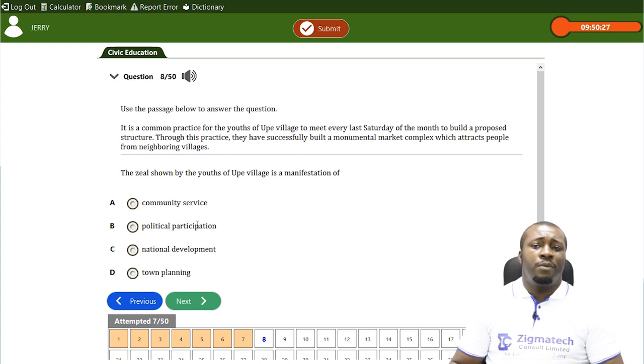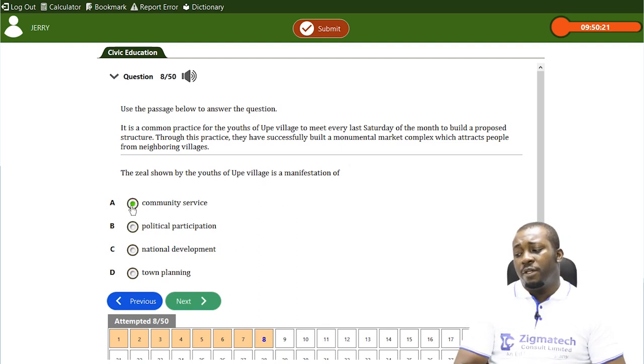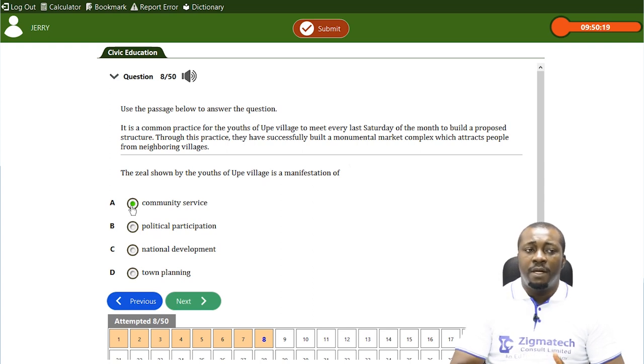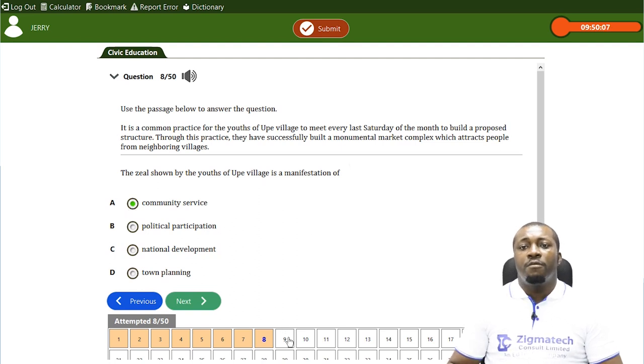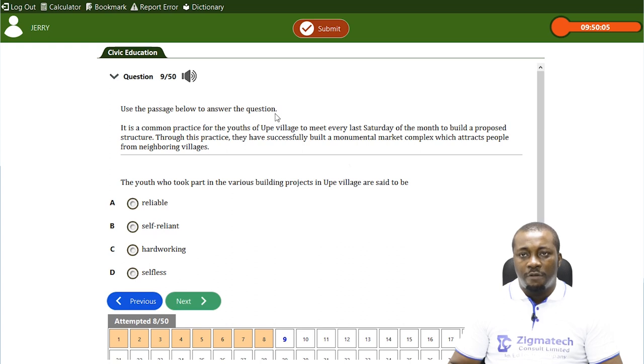Now, it's not, of course, political participation, rather, it's community service. Remember, when we talk about community service, we talk about selfless activities of the people and selfless services of the people to boost the development of their community. So it's community service. Now question 9 says, use the passage to answer the question.